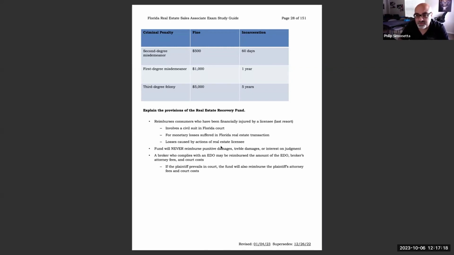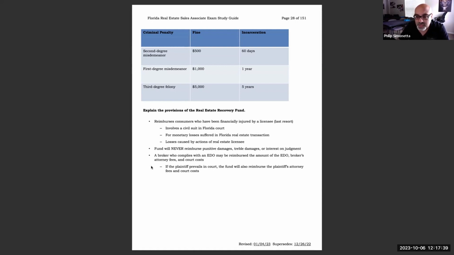It involves a civil suit in a Florida court for monetary losses suffered in Florida real estate transactions. The losses are caused by actions of a real estate licensee. The fund will never reimburse punitive, treble, or interest on judgments, just actual damages.